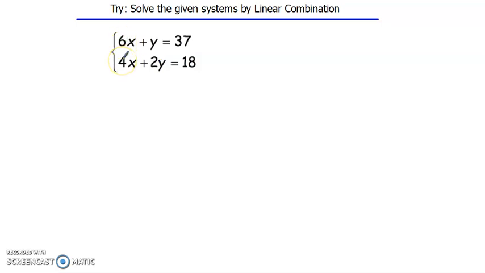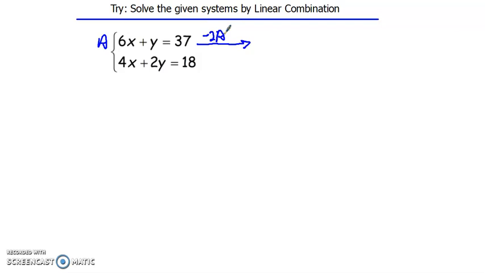6 and 4 aren't hard to work with. We could make them both into 12, but again, it's much easier to manipulate this 1y. If we have a 2y here, I'd much rather have this be a negative 2y. So what I'm going to do is take equation A, that first equation up here, and multiply it by negative 2.